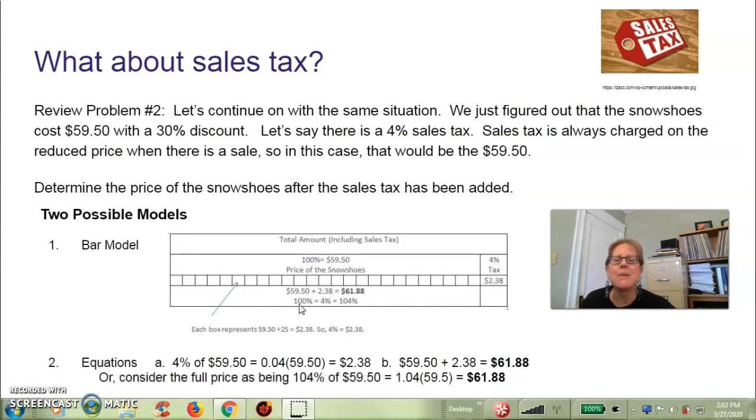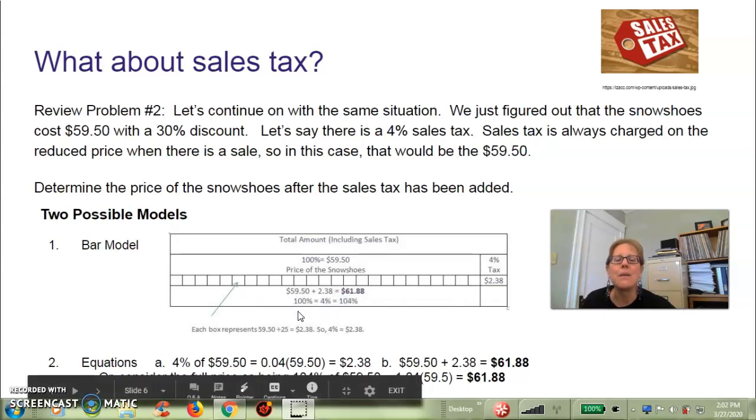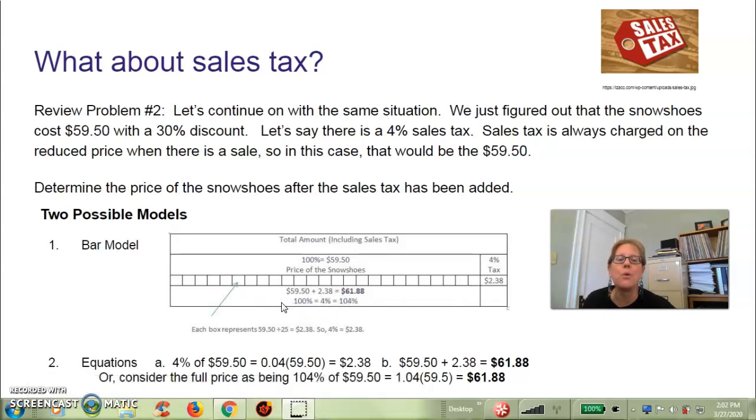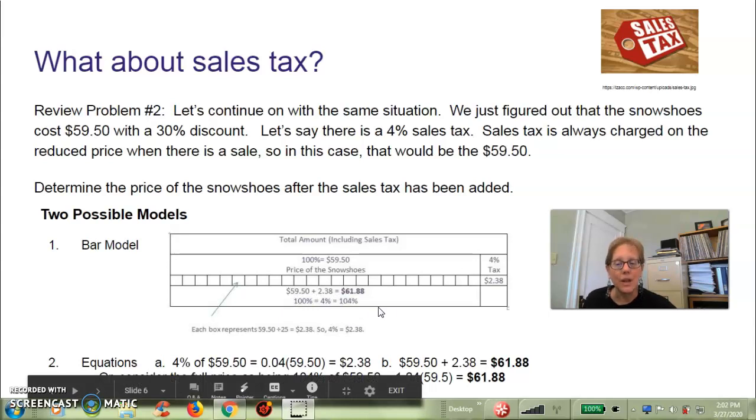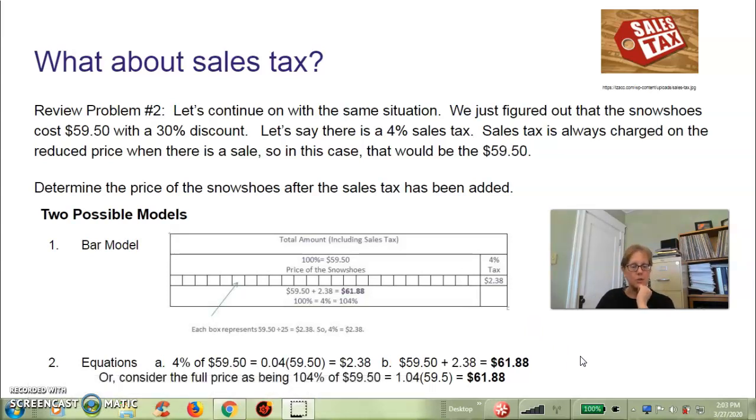I'm just keeping this in mind too. And I bet some of you were thinking about this. I hope you were anyway. That if she's paying a 4% sales tax, then she's paying a total of 104%, right? Or I'm thinking in my mind 1.04, all right? And that is something that I used on the equations, all right?